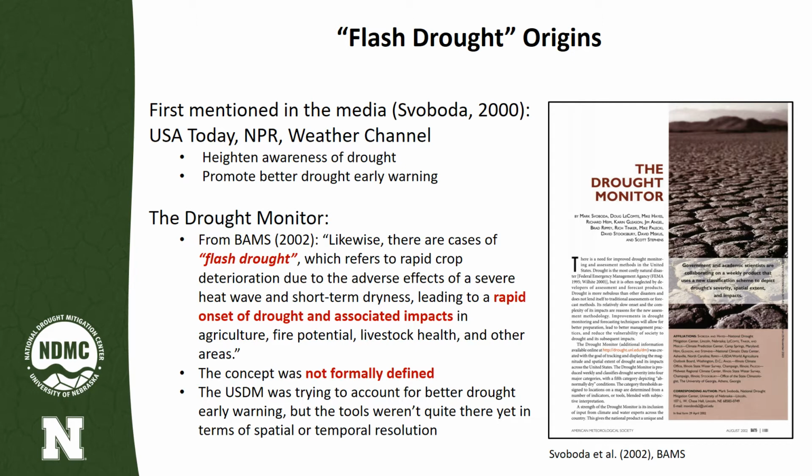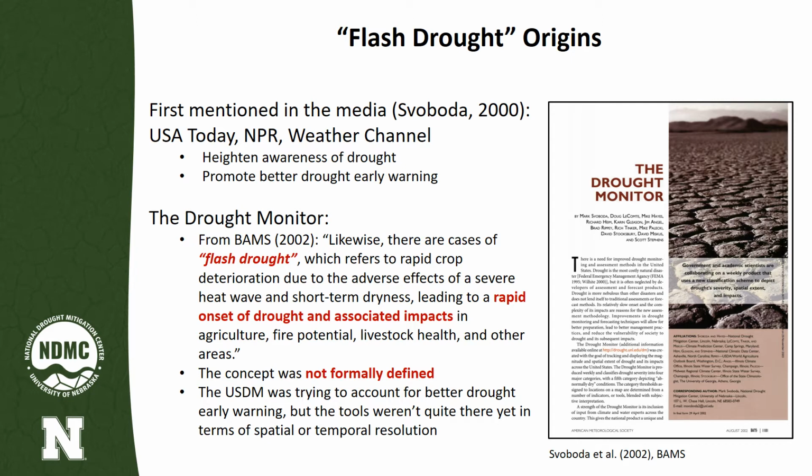My first mention of the term came back in 2000, a drought in the southern plains, which I'll show you on the next slide. Used it first in the media prior to being put into the literature 2 years later to describe it. And the motivation here was to heighten awareness of drought and find a term that would resonate with people. That other term being flash flood was the idea that people could understand, hey, maybe droughts don't all take months or years to develop. We can have these rapid onset droughts that bring a lot of impacts over a relatively short period of time. And in doing so, we can promote better drought early warning.